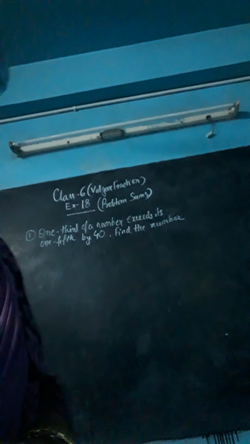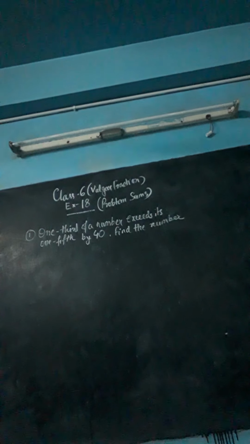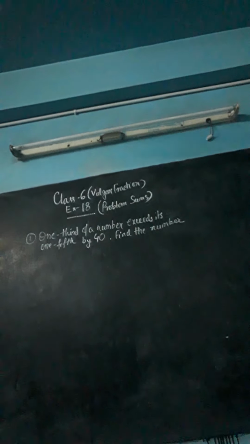Class 6, we are moving to the problem sums of vulgar fraction, that is exercise 18. Now exercise 18, first sum: 1/3 of a number exceeds 1/5 of the number by 40. Find the number. So what does it mean?